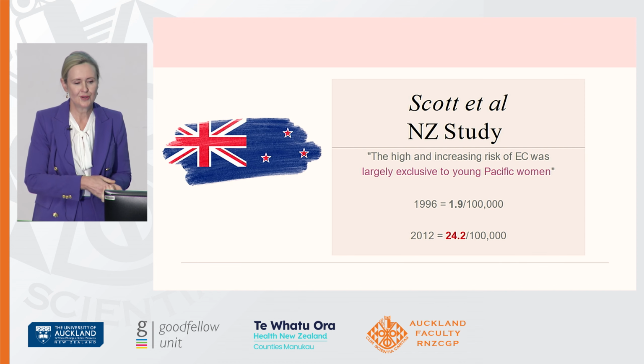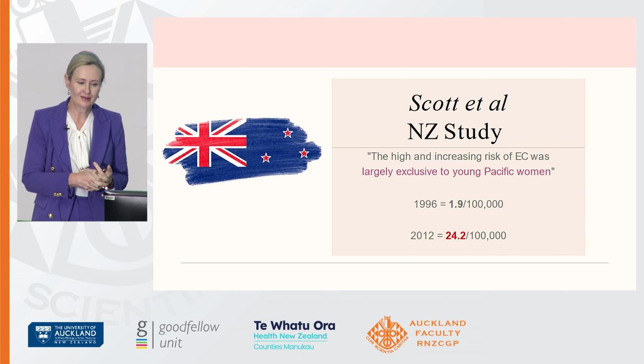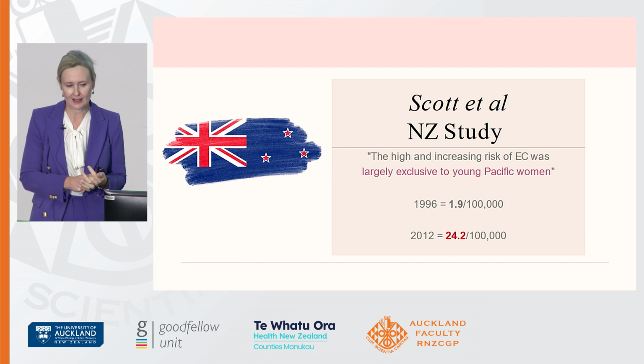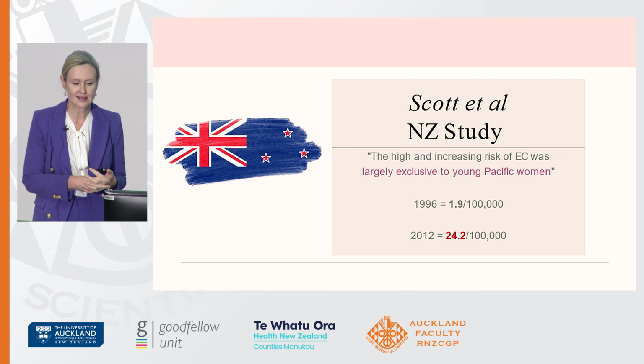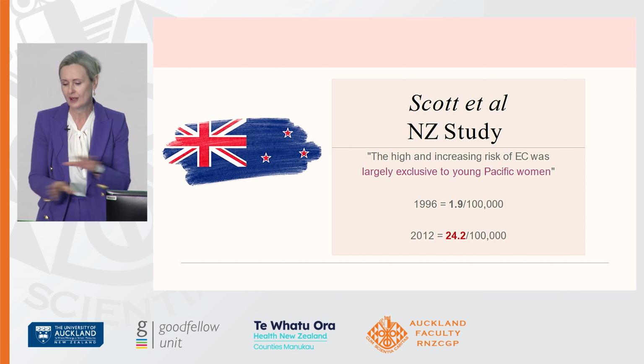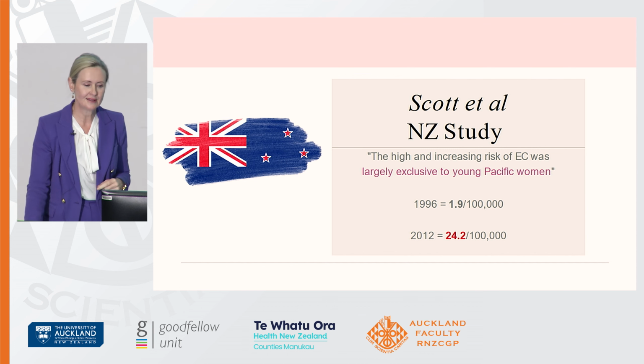And there was a study in 2012 that looked at the high and increasing risk of endometrial cancer, and it found it was largely exclusive to young Pacific women. And it's also increasing significantly in a relatively short period of time. So in 1996, the incidence was 1.9 per 100,000 women, and in 2012 it was 24.2. That was across all ethnicities within New Zealand.